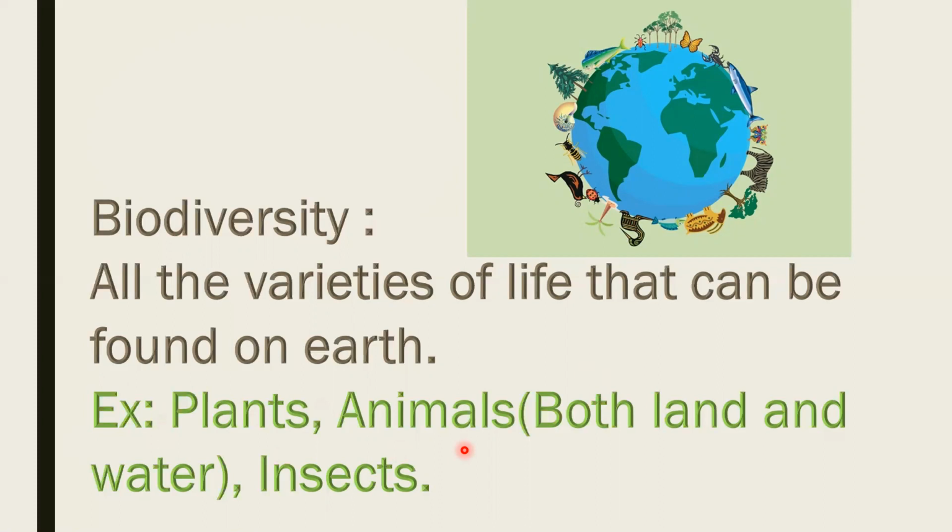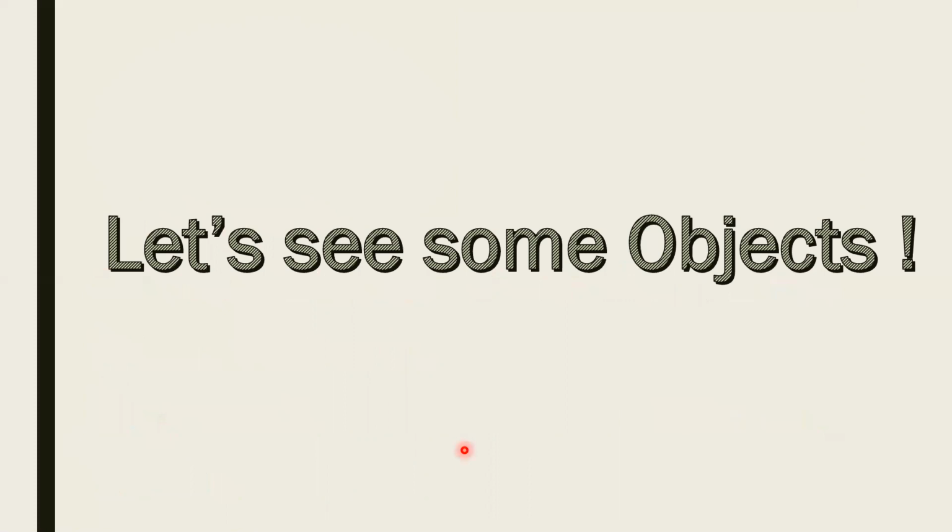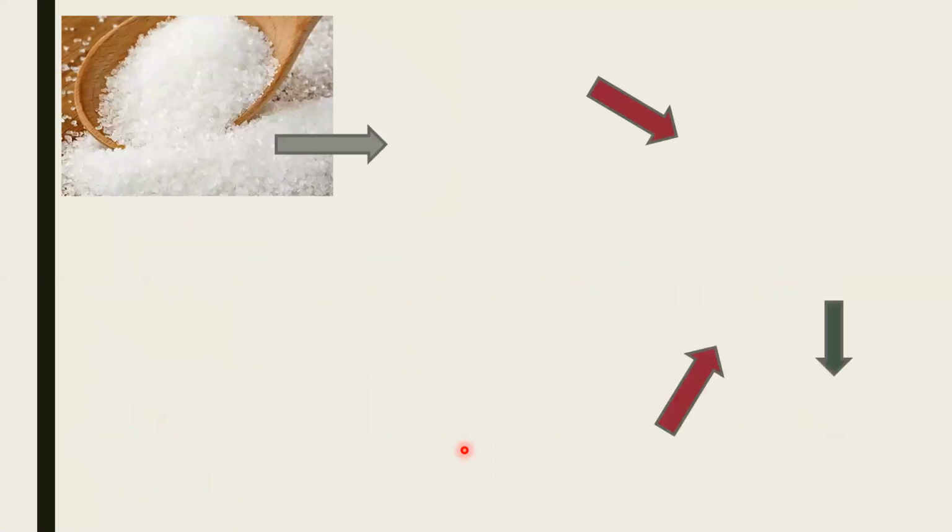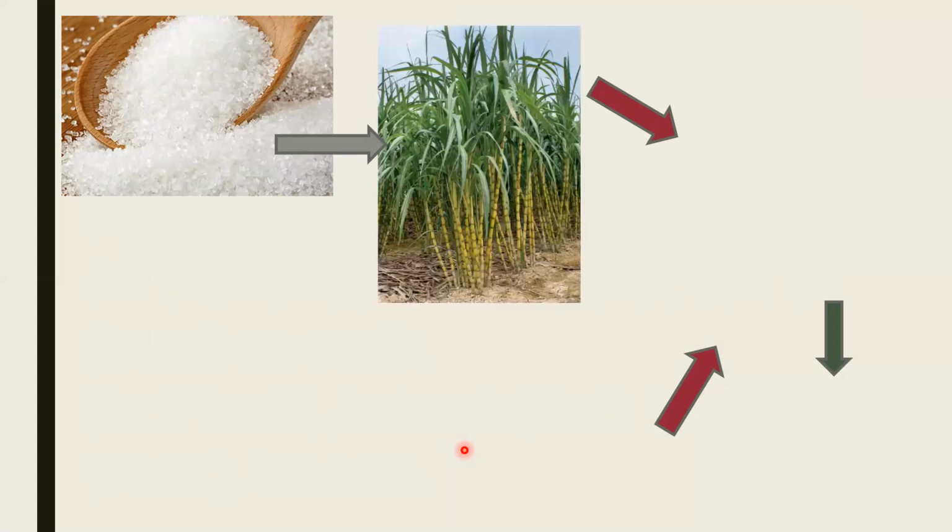Let's understand, why do we need to learn about biodiversity? Okay, so for that, let's see some objects and then understand. So my first object is, I hope you can see the screen. It is sugar, right? Now if I think, Didi, where does the sugar come from? If I think that, I know the answer is sugarcane. Sugar will come from sugarcane, right? Yes, this is the first object.